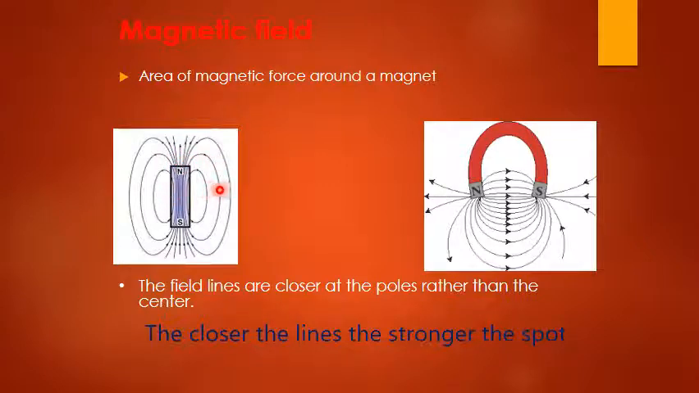But when they get to the center, when they are passing by the center, you will notice that the lines are getting away from each other, and this means that it's really weak. The magnetic force is really weak at the center of the magnet, and really strong at the two poles. So the field lines are closer at the poles rather than the center. The closer the lines, the stronger the spot. So this will make the two poles the strongest among the whole magnet, while the center is the weakest.